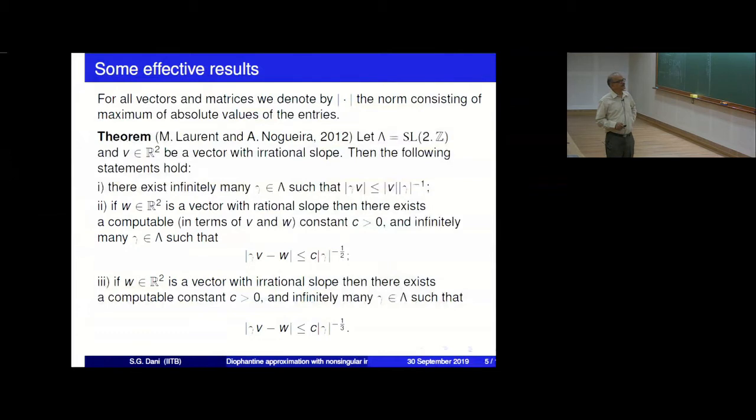Let's say, I mean, it should be clear what it means. Now consider the general case where W is also a vector of irrational slope. Then there exists a constant. Again, I emphasize that it is computable in terms of V and W, such that again for infinitely many gammas, you have gamma V minus W is less than or equal to gamma raised to minus 1/3. So for the generic case, it is less effective than the rational case.